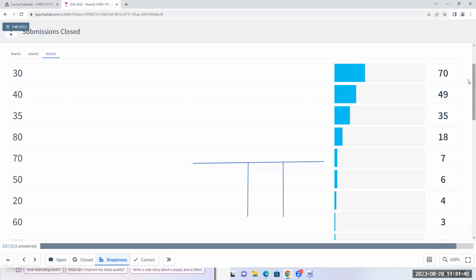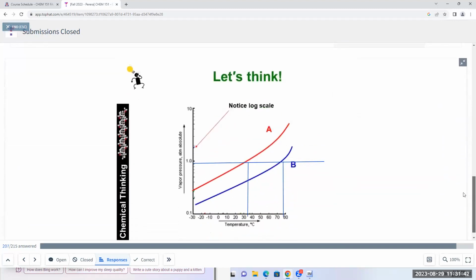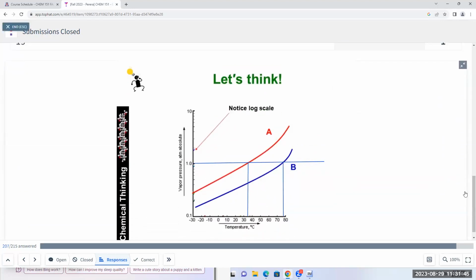It might be a little bit hard to determine that without having it on paper or something like that. But anyway, the more volatile liquid is liquid A, or substance A. The boiling temperature of liquid A is around 35 or 34 degrees Celsius. Therefore, the condensation temperature, which is the opposite process, also happens at the same temperature. So the normal condensation temperature should be 35 degrees Celsius as well.